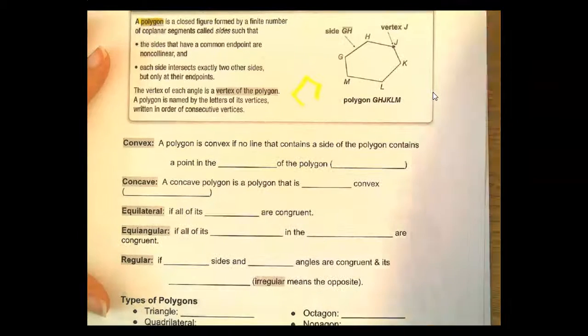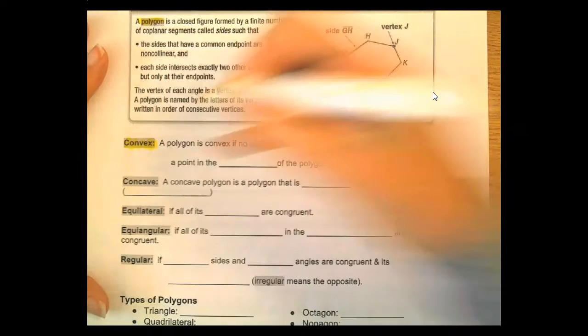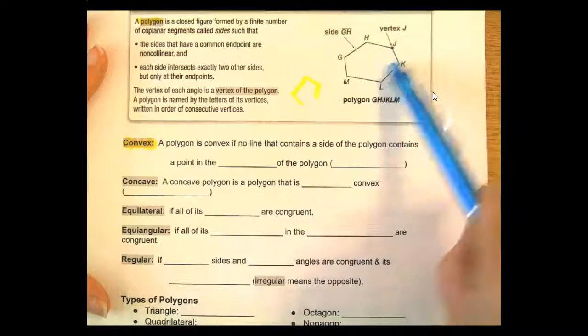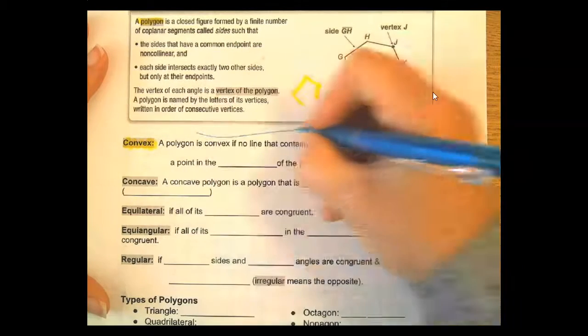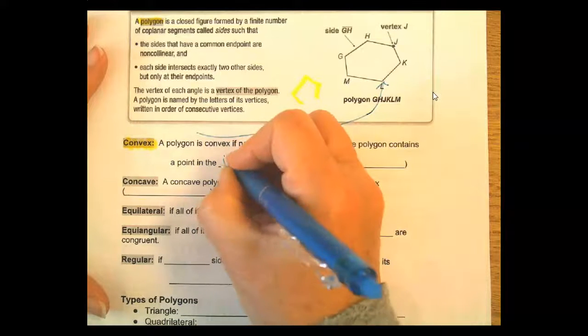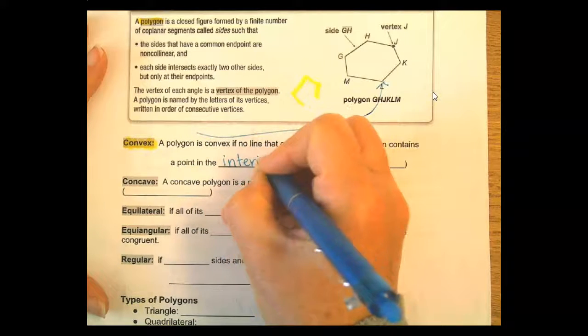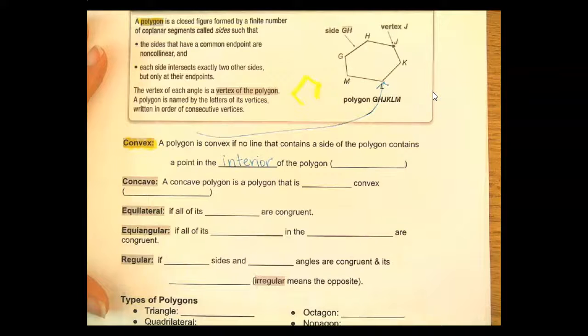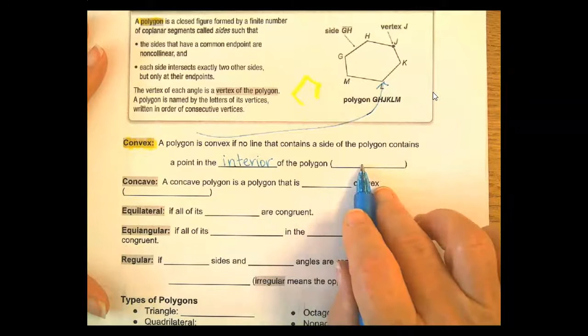Convex. This is considered a convex figure. If no line that contains a side of the polygon contains a point in the interior of the polygon. I don't know what that is.